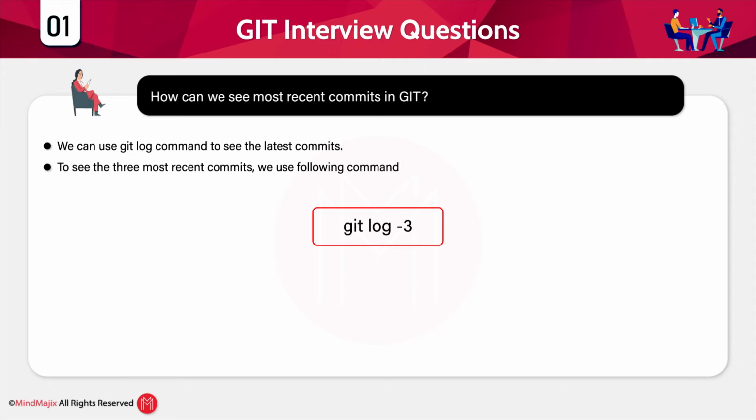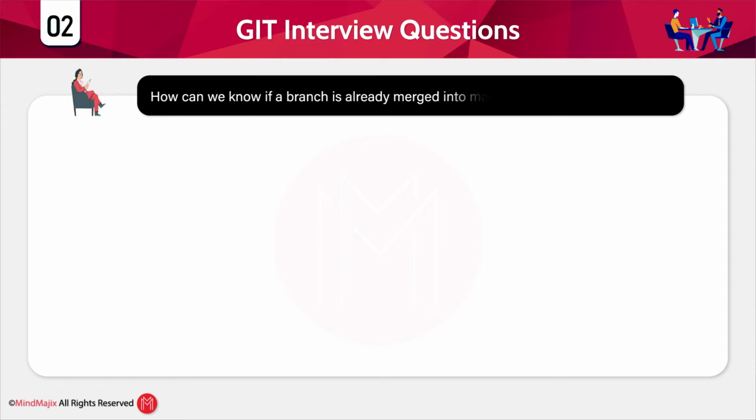So the three most recent commits can be displayed using what? Git log -3.